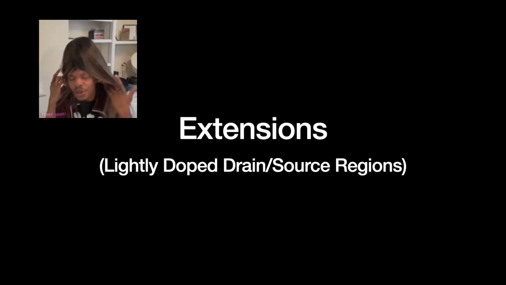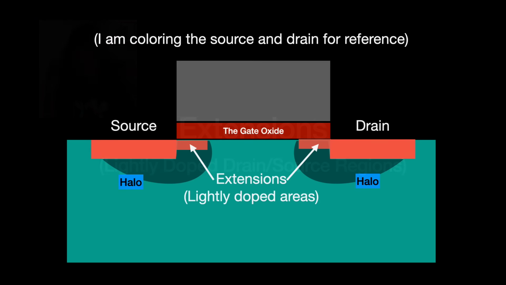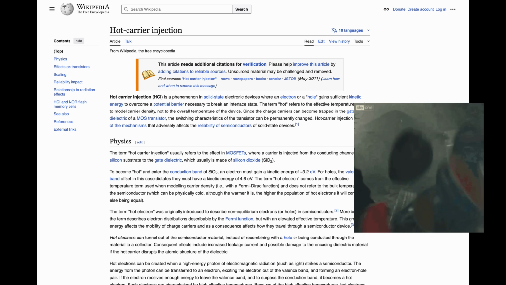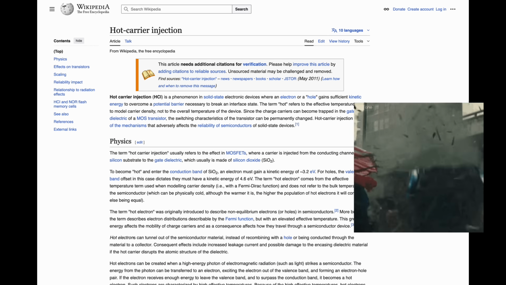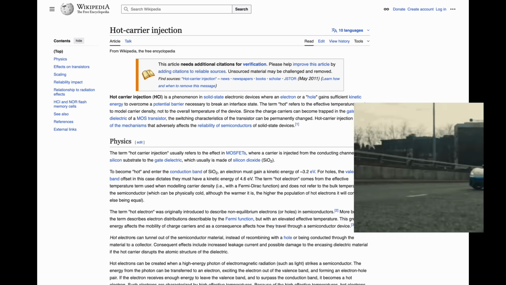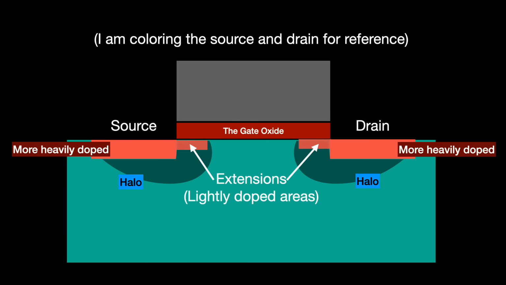Now for the extensions. They are sometimes also called the lightly doped drain source regions. They extend out from the source/drain in shallow regions just under the gate. These are meant to protect the gate oxide from what is called hot carrier injection. Charge carriers moving in the channel because of the powerful electric field might gain too much kinetic energy, get too hot, and break into the gate oxide where it wreaks havoc. So we create more lightly doped areas next to the source/drain. Same dopants, just less of them.